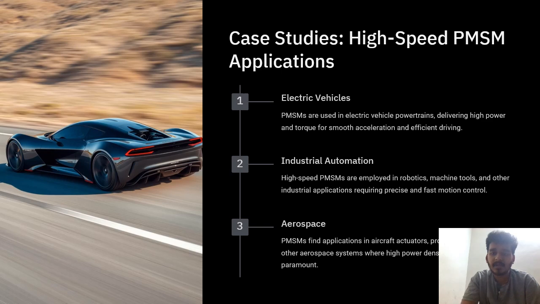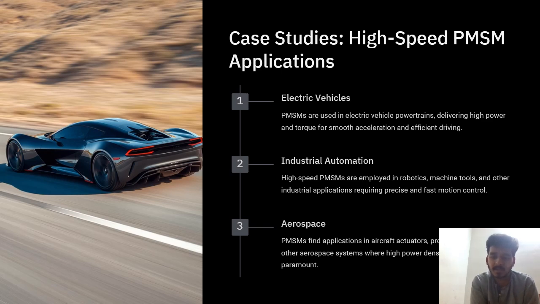Case studies: high speed permanent magnet synchronous motor applications. These are used in electric vehicles. PMSMs, permanent magnet synchronous motors, are used in electric vehicle powertrains, delivering high power and torque for smooth acceleration and efficient driving. High power and torque are necessary for more acceleration and efficient driving. Industrial automation: high speed PMSMs are employed in robotics, machine tools, and other industrial applications requiring the precision of fast motion control.